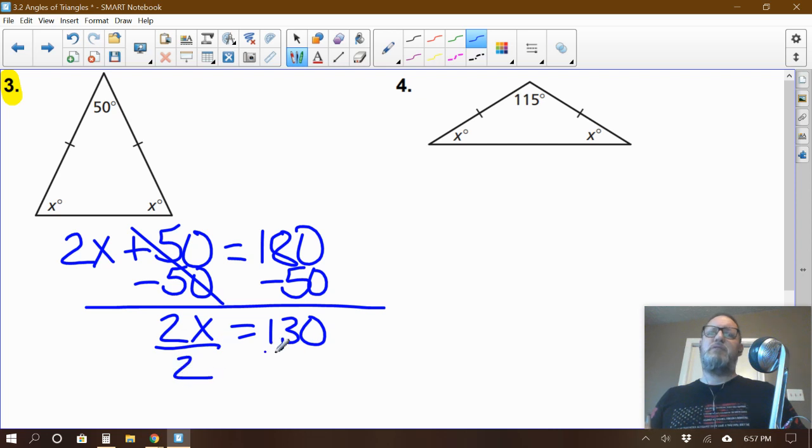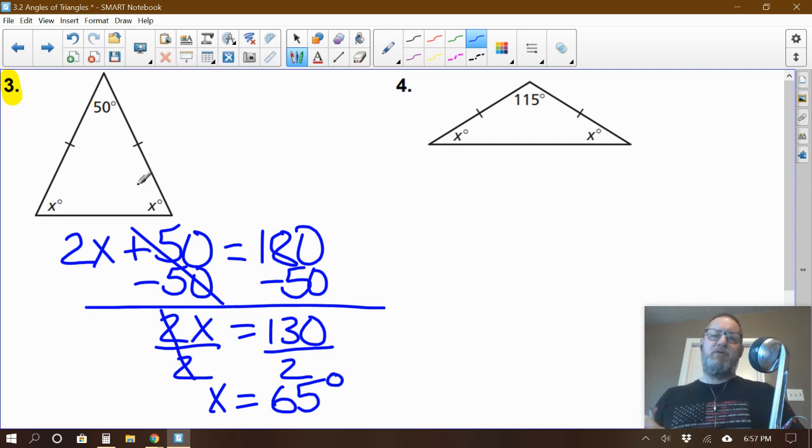Divide by 2. Divide by 2. That cancels out. And x equals half of 130. Do you know what half of 130 is? 65. There we go. So 65 degrees. Now let's get that into our triangle. Well, this one's an x, so this one's 65 degrees. Here's another x, so this one's 65 degrees.